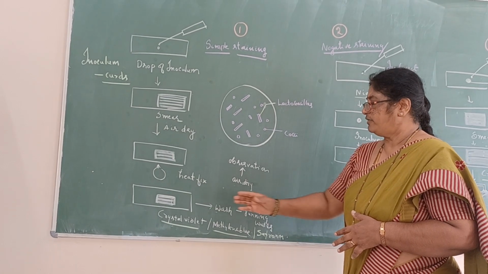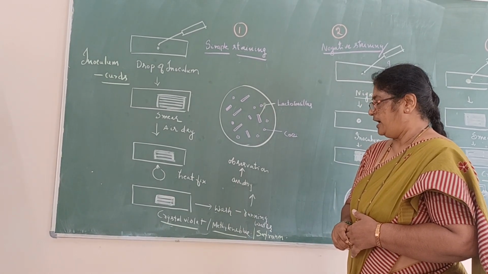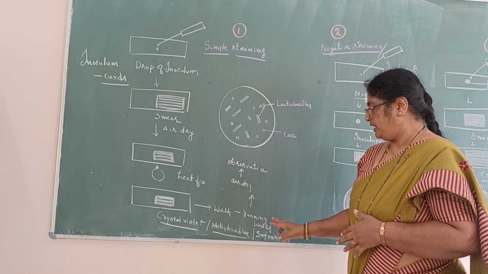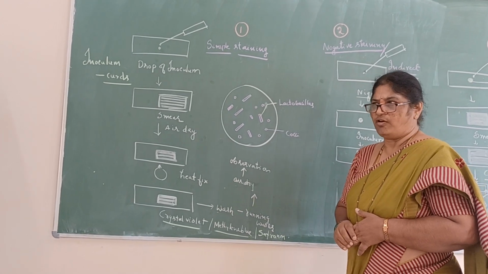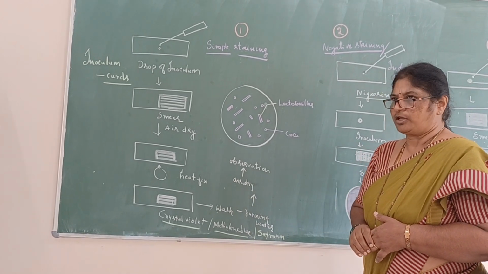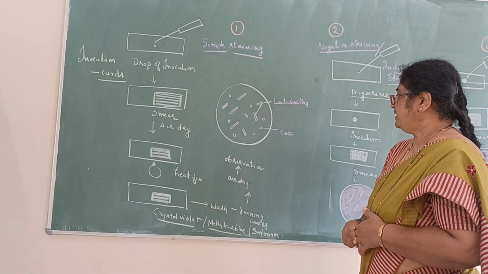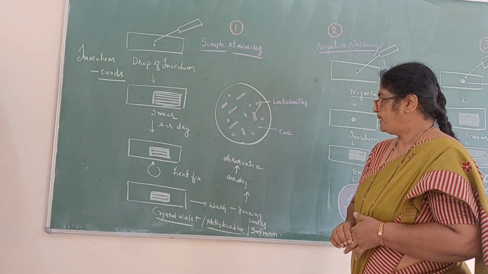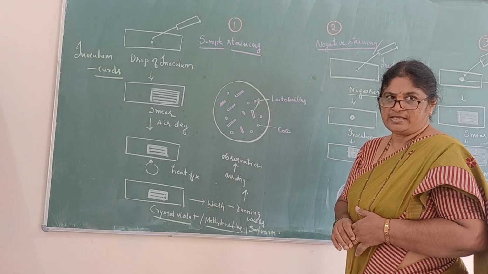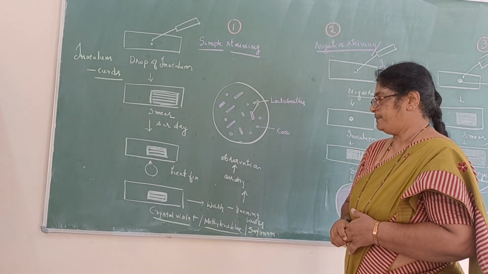Crystal violet we have to add a little and then wash in running water. While washing in running water, we have to keep the slide slanted. Then after that, air dry, and the slide is ready for observation.